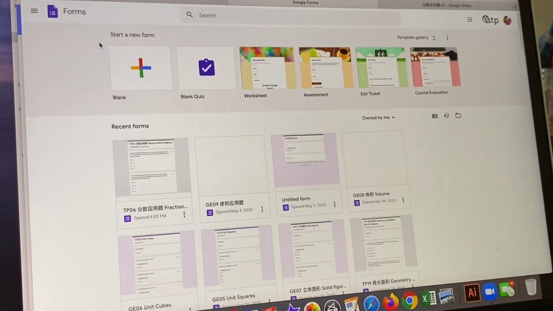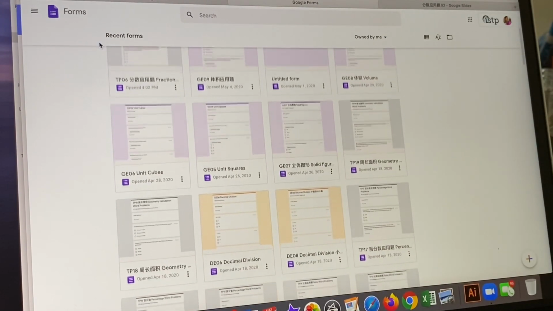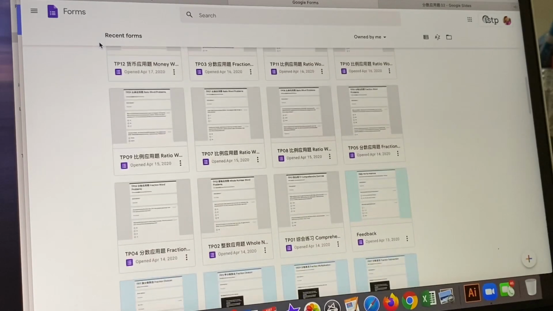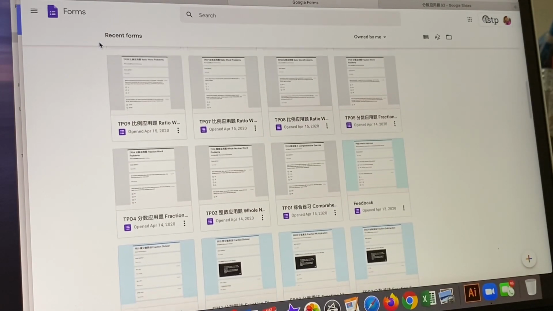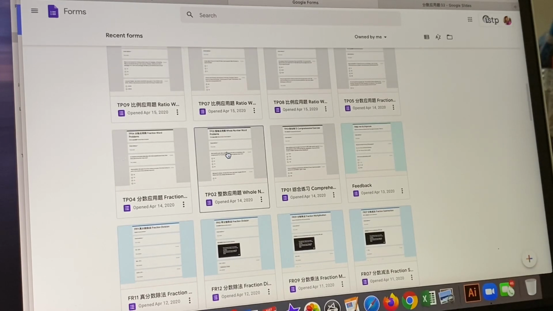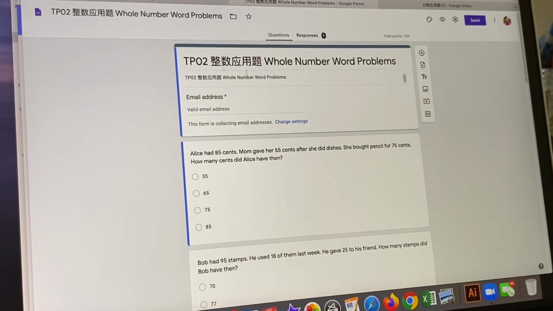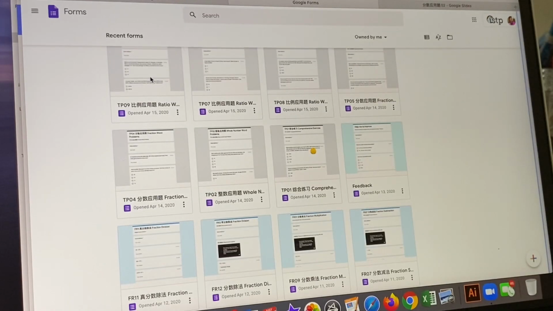Let me see if I still have this kind of exercise. 03. 02. Let's see. Integer word problems. Oh, we are done with it. Where is my fraction? 03. That is so strange. There is internet.